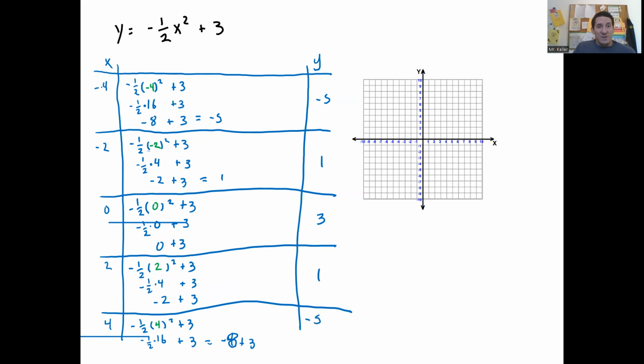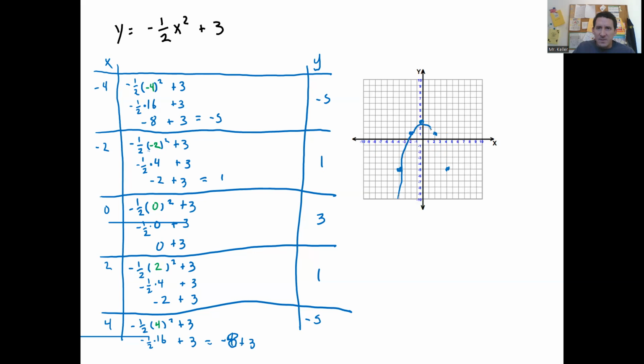So now here are my points. Negative 4, negative 5. So negative 4, down 5 is right here. Negative 2, 1. So negative 2, positive 1 is right here. 0, 3, right here. Negative 2, positive 1. And then 4, negative 5.